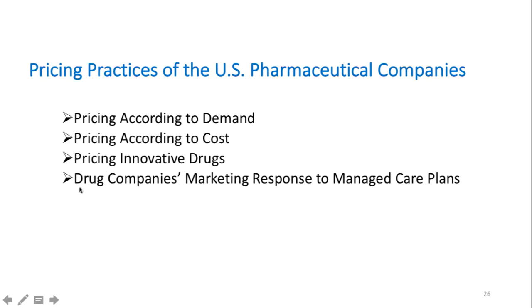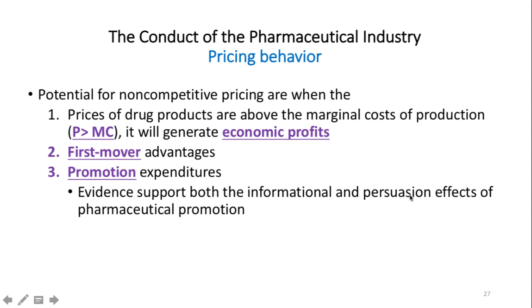The fourth factor you have to consider is the drug companies' marketing response to managed care plans. So we don't have a simple demand and supply. There are so many factors affecting the final demand of the patients, and we have to consider all those intermediate factors affecting the final demand, such as the drug companies' marketing when they respond to the managed care plans.